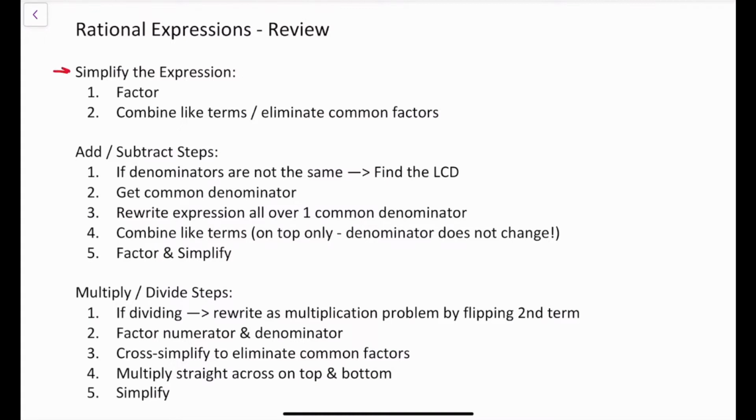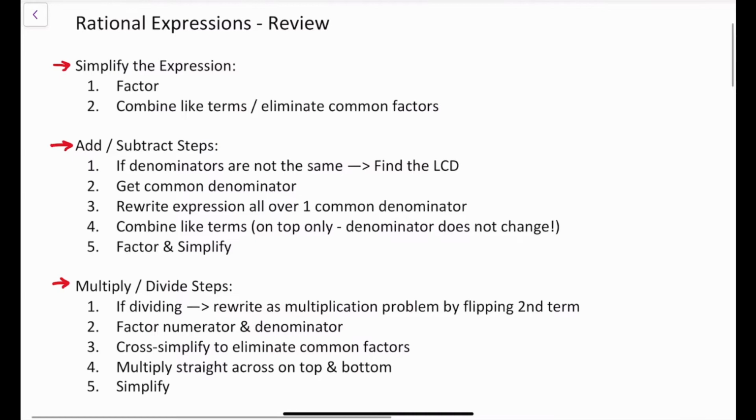So there are three different types of problems: simplifying the expression, and then we have adding and subtracting, as well as multiplying and dividing. If you need to review these steps, you could pause the video and read through these. But basically, the first thing you always want to do is identify what type of problem you're tackling before you start. When you're adding and subtracting, the most important thing is to find the common denominator, and then we're going to combine our like terms and then factor and simplify.